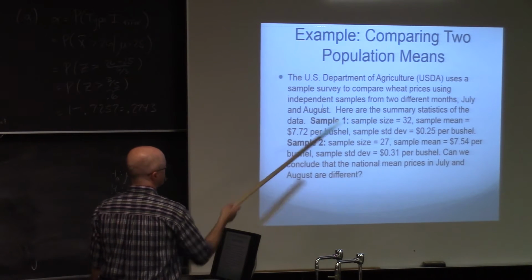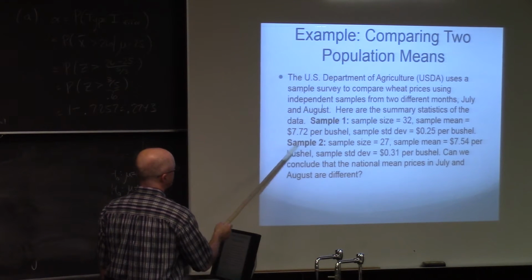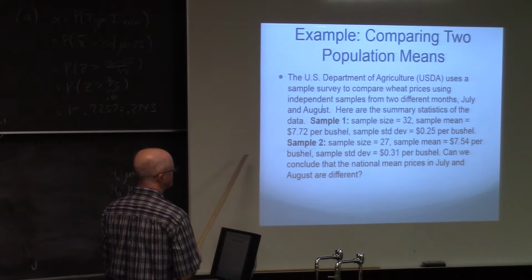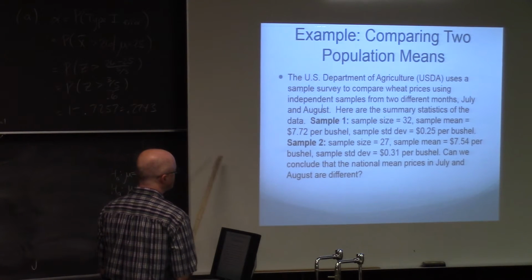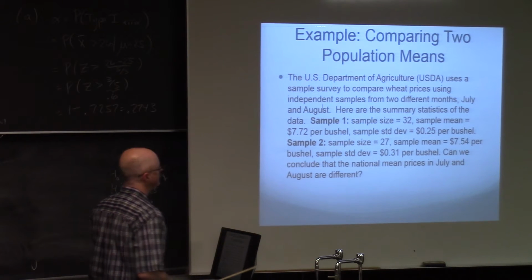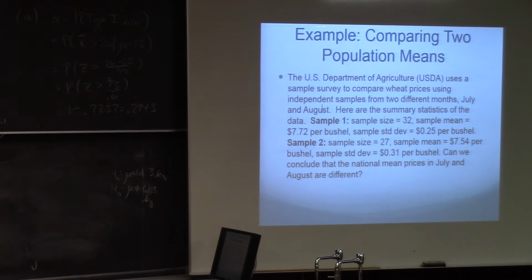Sample 1, which would be for July: the sample size was 32, the sample mean was $7.72 per bushel, and the sample standard deviation was about 25 cents per bushel. For sample 2, for August, the sample size is 27, the sample mean is $7.54 per bushel, and the sample standard deviation is 31 cents per bushel. Question: can we conclude that the national mean prices in July and August are different?